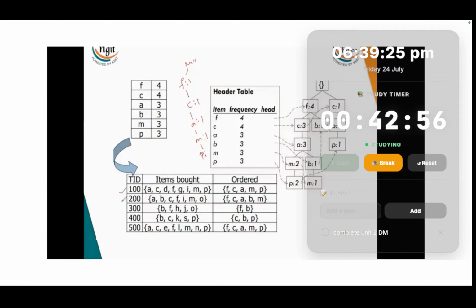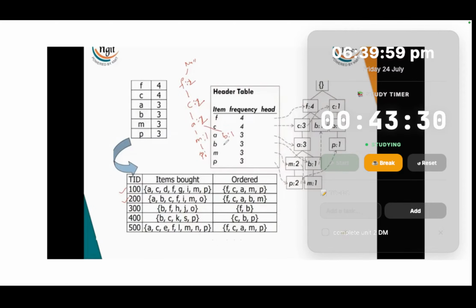In the same way, we have to create for the second transaction. In the second transaction, you have F, C, A, B, M, right? F, C is already present, right? In this tree, you can just make this F as 2. C is already present, again it becomes 2. And A is already present, now it is 2. But we don't have B here. So a B node is created here, and the B node, now it will be what? Count as 1, because we are using it for the first time.